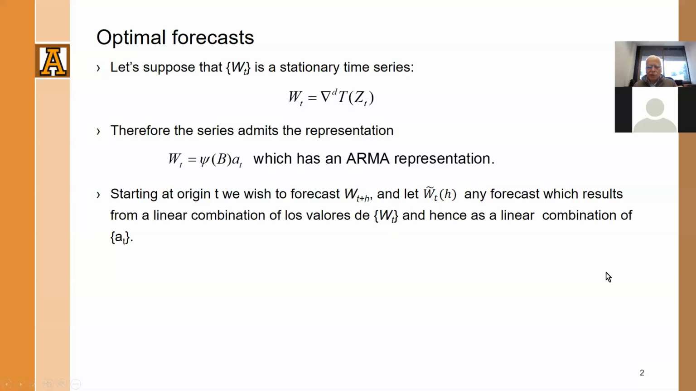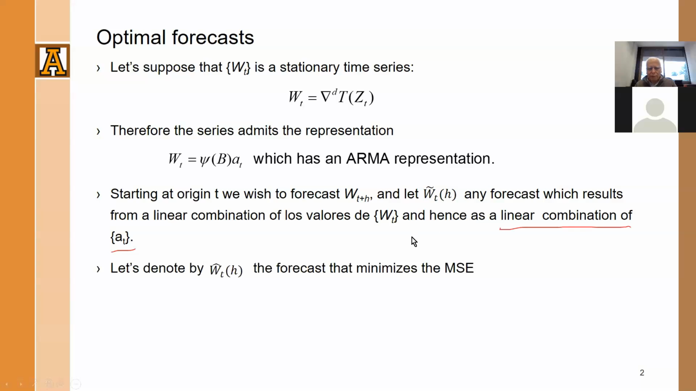Since it's a linear combination of the WT values, it is, of course, a linear combination of the ATs, because remember that each WT is just a linear combination of AT, AT minus 1, AT minus 2, AT minus 3, and so on. That's an important thing. What we want to do is not work with any forecast, but with an optimal forecast, a forecast that will minimize the mean square error. That's the one that we want to develop.